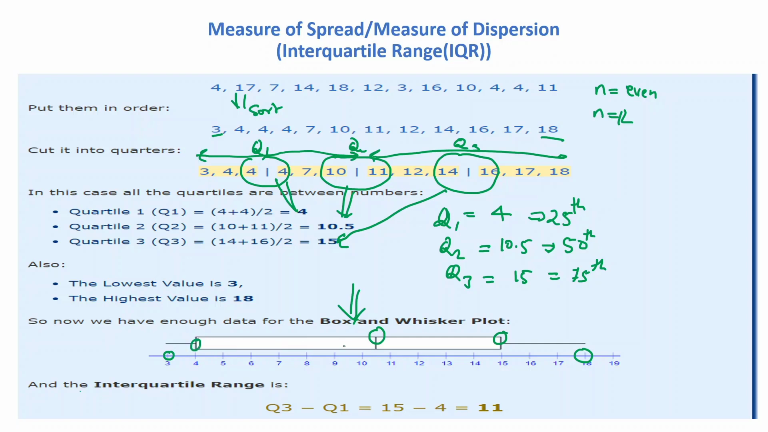By using this we can also draw the box plot. And what is the interquartile range? The interquartile range is Q3 minus Q1, which means 15 minus 4 is equal to 11. So this way we can calculate the interquartile range for any data set.